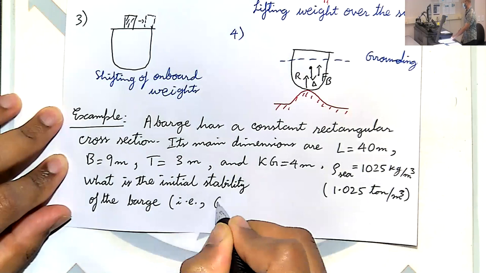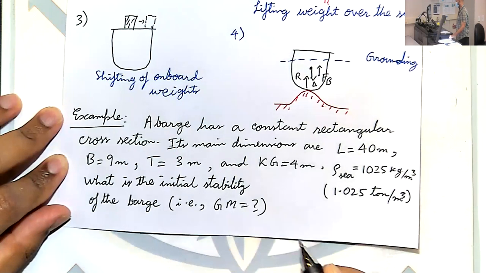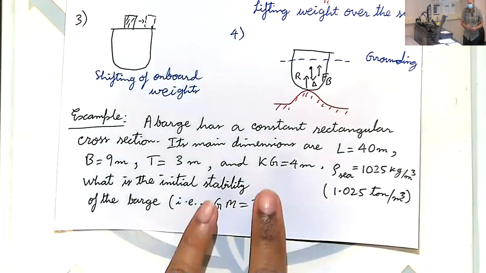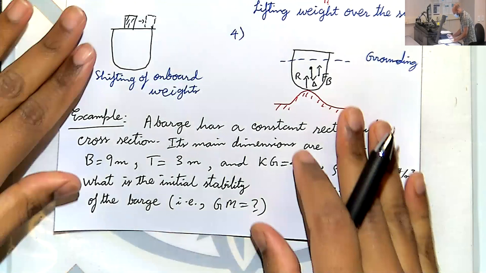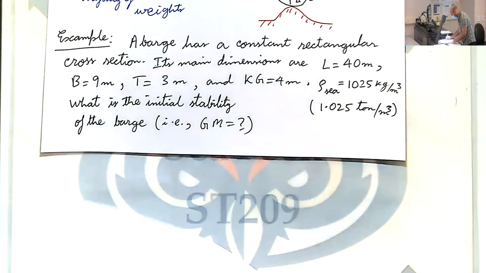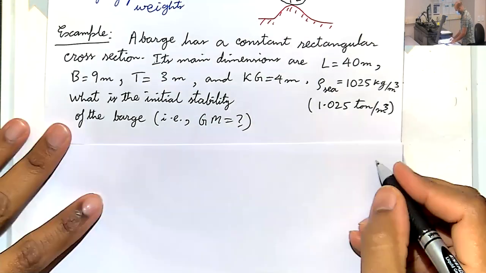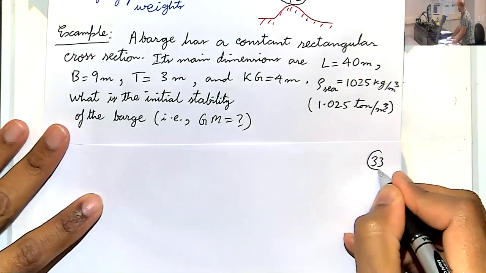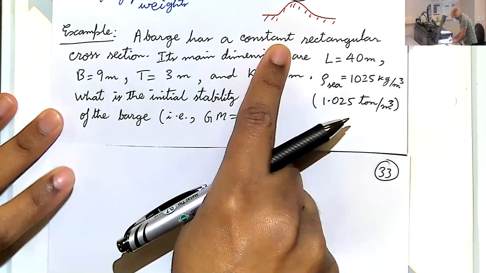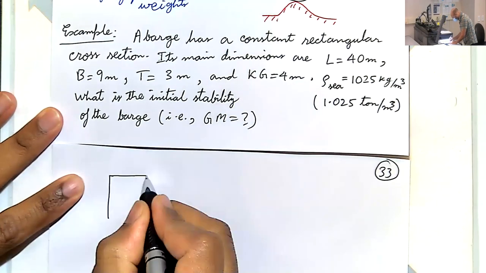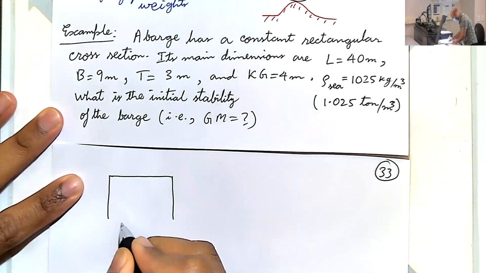Anytime somebody asks you what is the initial stability, they're asking for the GM length. All right. So let's draw a sketch to set up the problem. Constant rectangular cross section, so fine. Let's just draw a rectangle. And let's start marking the important points on here.